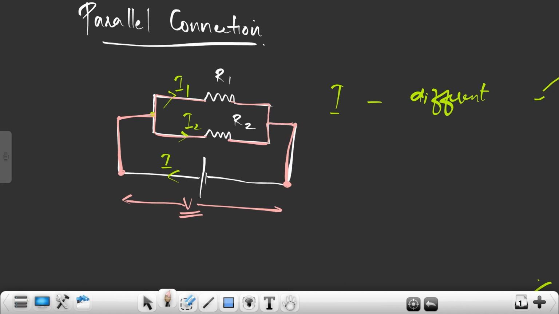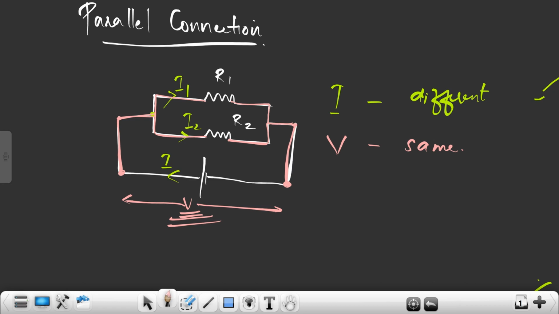So the potential difference across R2 is also V. That means when two resistors are connected in parallel, the potential difference across the two resistors is the same. So we found the current and potential difference when two resistors are connected in series and in parallel.